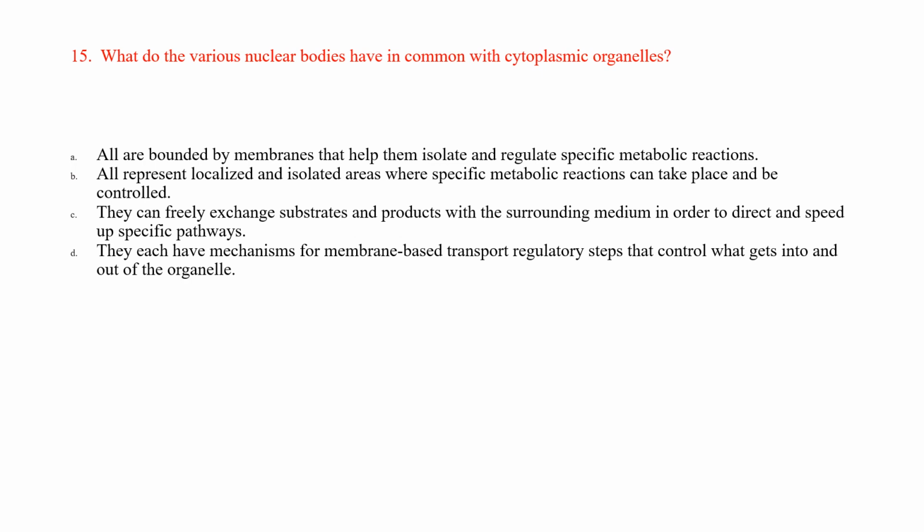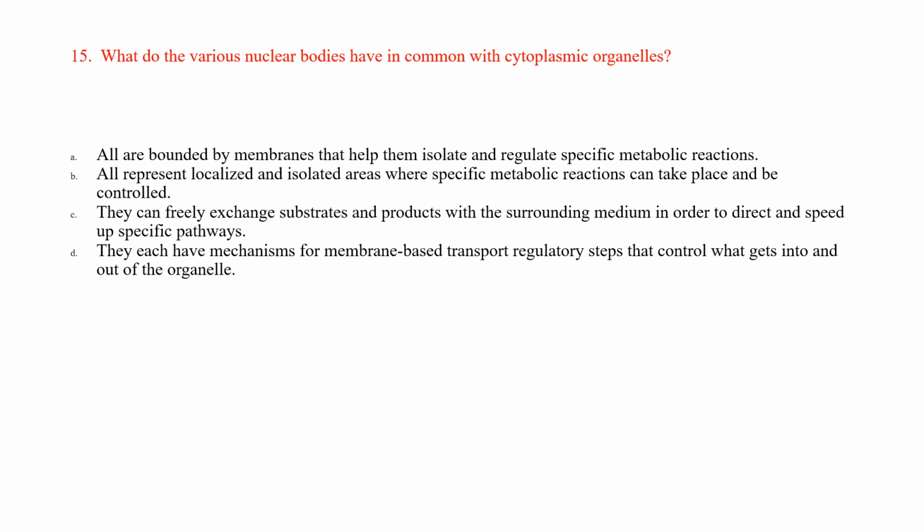15. What do the various nuclear bodies have in common with cytoplasmic organelles? A, all are bound by membranes that help them isolate and regulate specific metabolic pathway reactions. B, all represent localized and isolated areas where specific metabolic reactions can take place and be controlled. C, they can freely exchange substrates and products with the surrounding medium in order to direct and speed up specific pathways. Or D, they each have mechanisms for membrane-based transport, regulatory steps that control what gets into and out of the organelle.